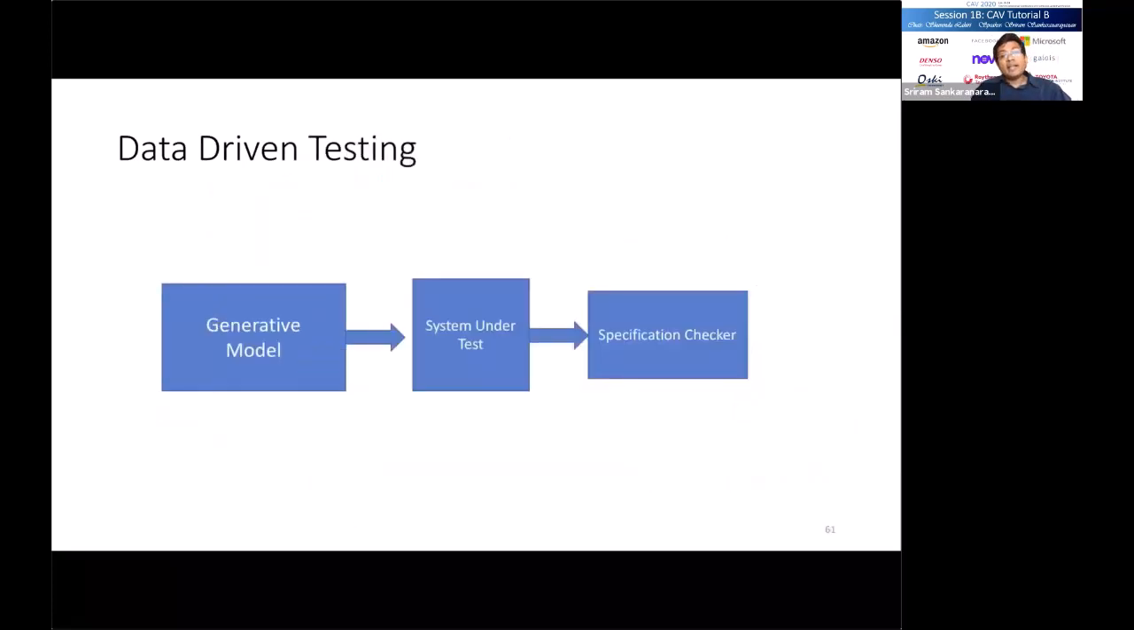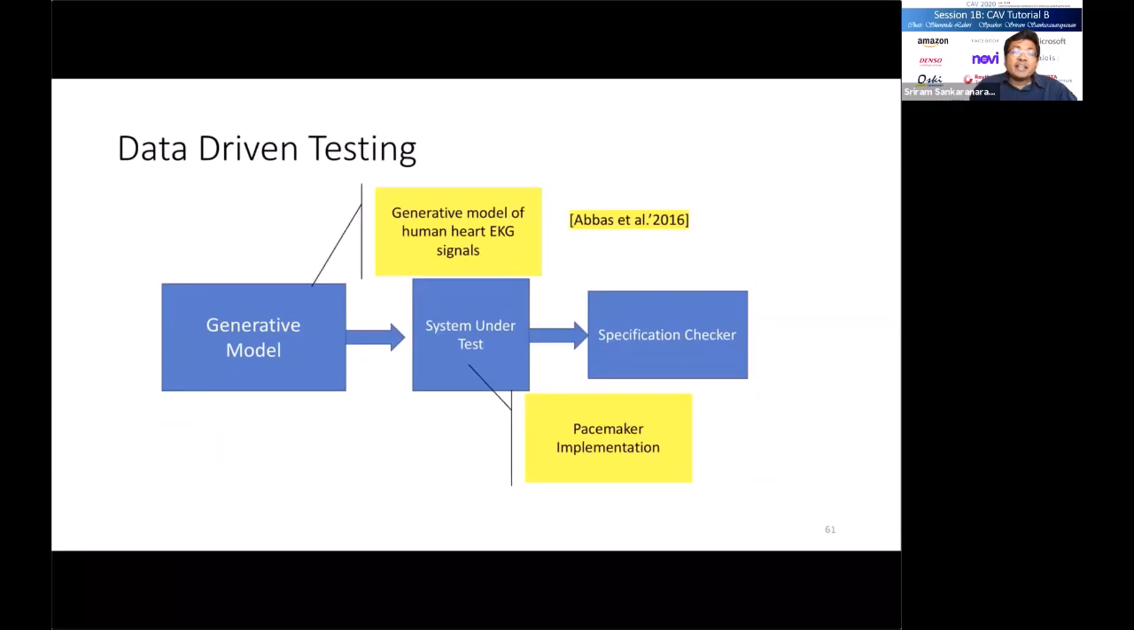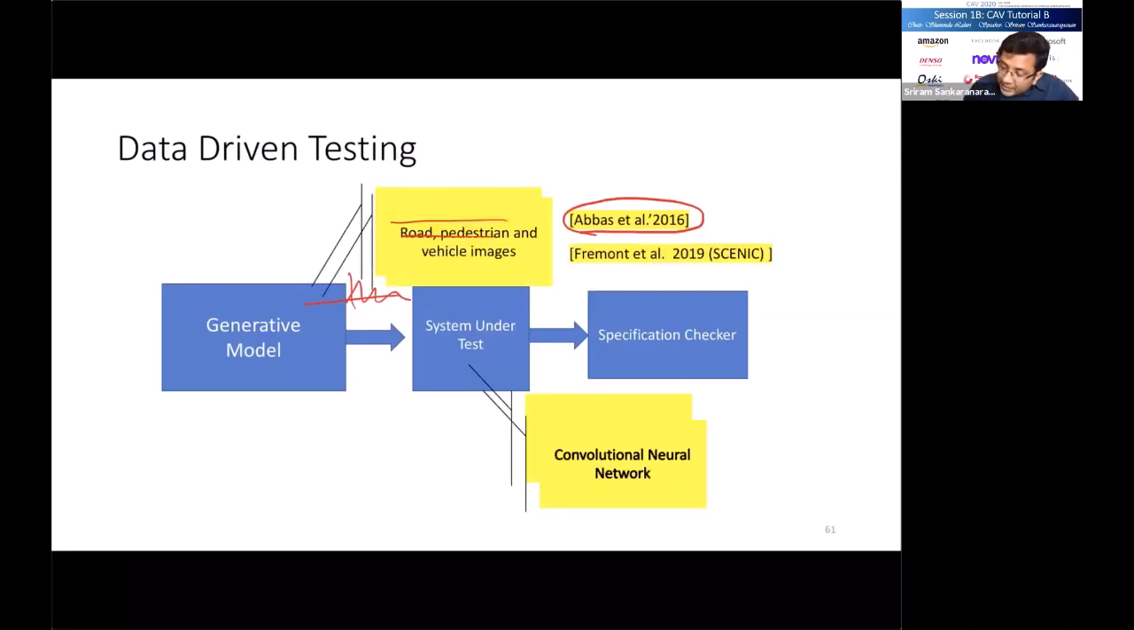Let me talk about another idea, which is testing. Probabilistic programming ideas are very good at generating inputs to systems. As an example, Hussam Abbas, Rahul Mangharam, and others looked at generative models of human heart EKG signals, and they use the generative model to generate lots of EKG signals that can test a pacemaker implementation. Another example, which is much more recent, is Dan Fremont and Sanjit Seshia's work on something called Scenic, which is a probabilistic programming language with conditioning and constraints, where they generate road, pedestrian, vehicle images for testing object detection in convolutional neural networks in self-driving cars.